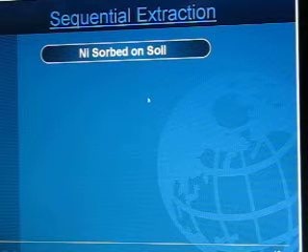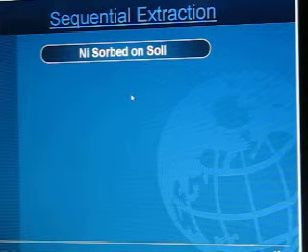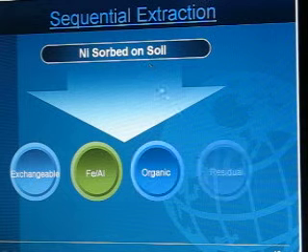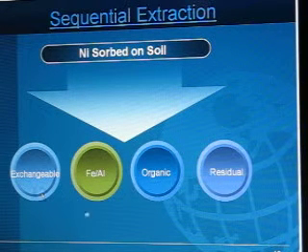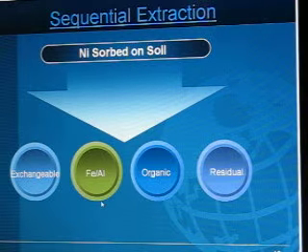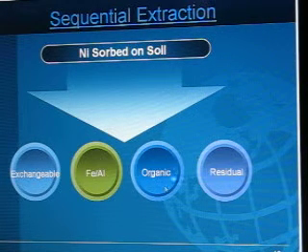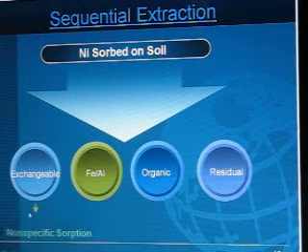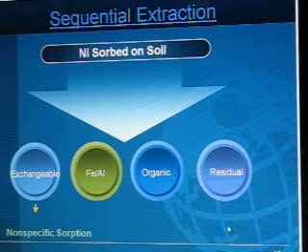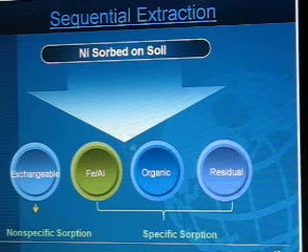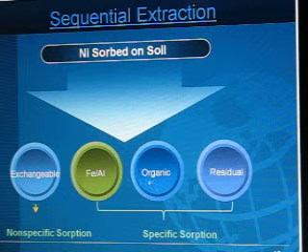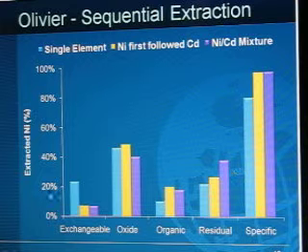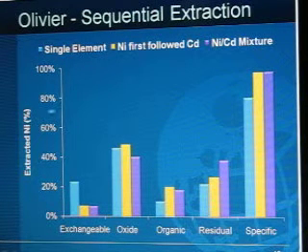After the column experiment, sequential extraction was conducted. We saw nickel sorbed on the soil in four fractions: exchangeable, iron aluminum fraction, organic fraction, and residue. We refer to the exchangeable fraction as non-specific sorption, and the total amount of the other three fractions as the specific sorption. So here is the result of the sequential extraction.